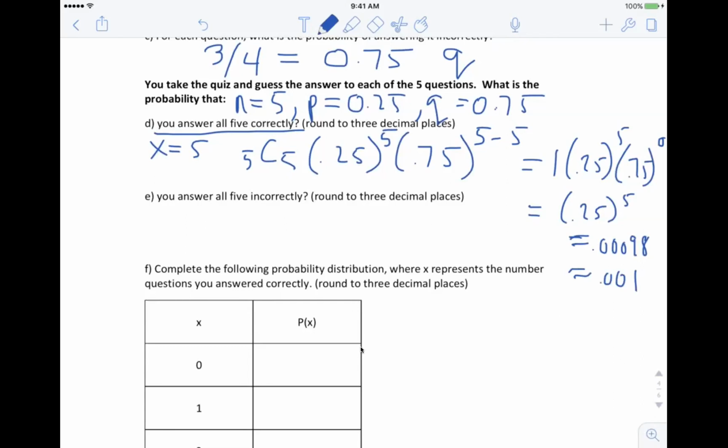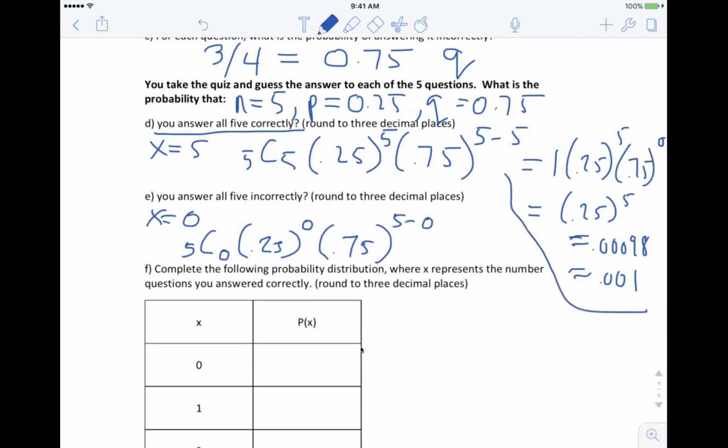How about you answer all 5 incorrectly? That would mean X is 0, none right, all wrong. So that would be n choose x, p to the power of x, q to the power of n minus x. And that's how that one will break down.